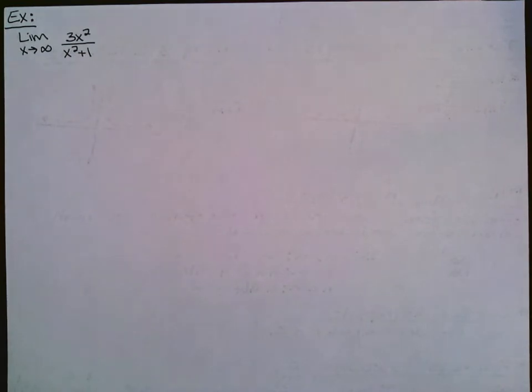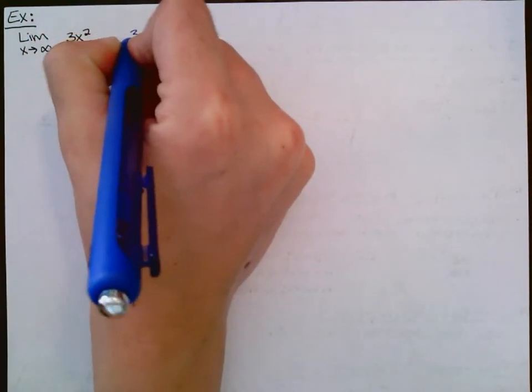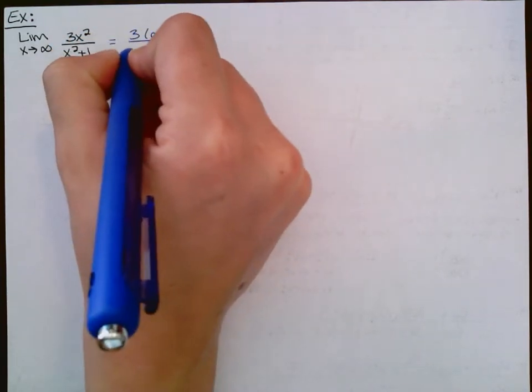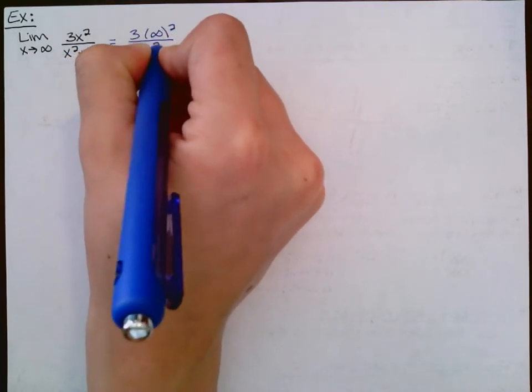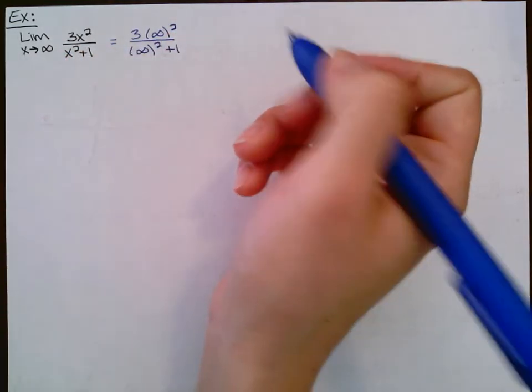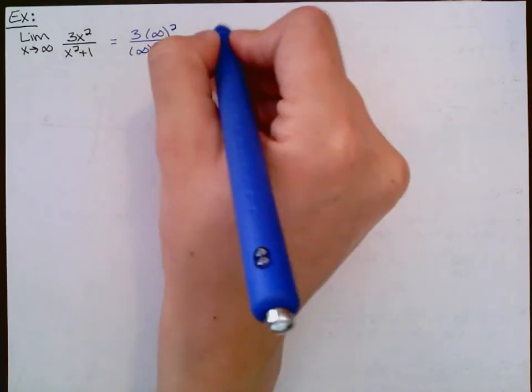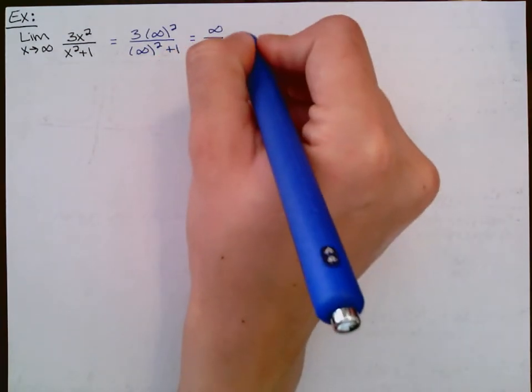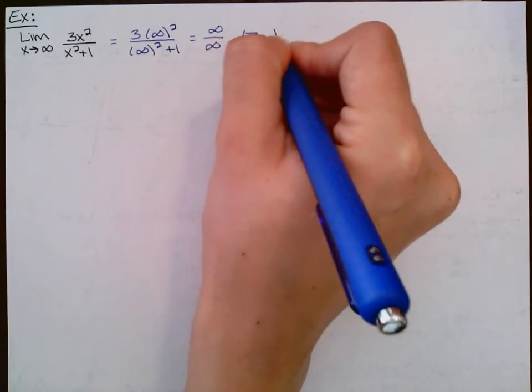All right, so if we look at this first question, it says the limit as x approaches infinity for 3x squared over x squared plus 1. Your first step in any limit, what you learned back in chapter 1, is to always plug in the value first. So if I plug that in, I get 3 times infinity squared over infinity squared plus 1. Okay? So infinity squared times 3 is still infinity, and infinity squared plus 1 is still infinity. This is an indeterminate. Okay?